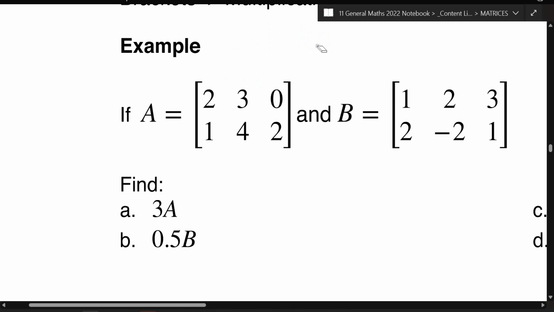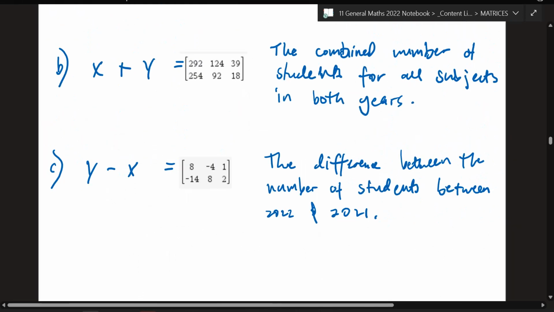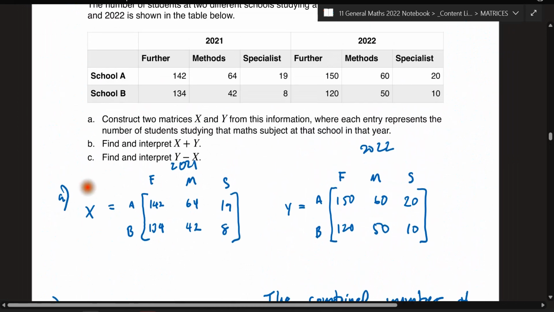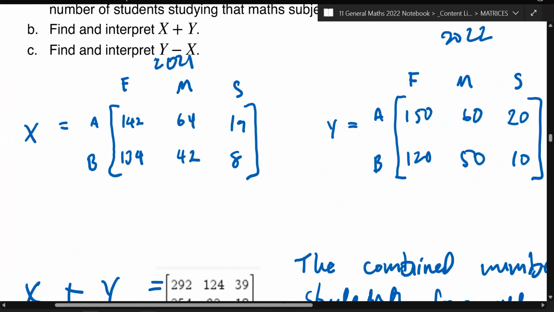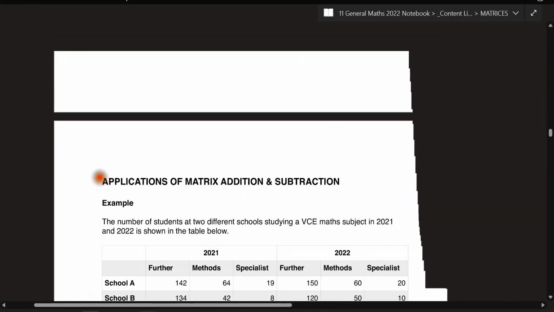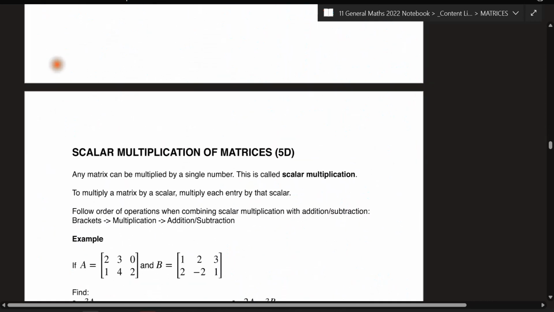Now remember what we learned yesterday. When it comes to adding and subtracting, the order of the matrices has to be the same. So for example, these 2 matrices, you can add and subtract them because they're both 2 by 3s. They have to have the same number of rows and columns. Ones that can't be done are the ones that have different orders. So if you've got a matrix that's like this, and you try to add it with this, Tegan, why can't you add them together?